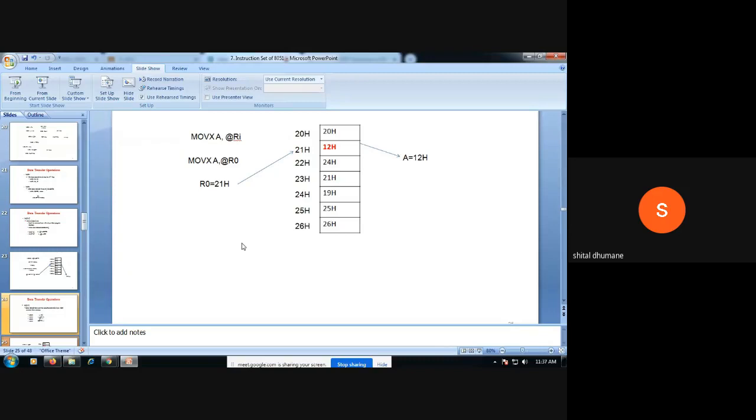This instruction MOVX, see, this is the R0 or Ri. That means this should be 8-bit external memory. Okay, so your external memory should be 8-bit. If you have 16-bit, then we will use the DPTR, that is the next instruction. So here you have MOVX A comma @Ri. The 8-bit memory location will be stored in the R0 register, and the contents at that memory location will move into the accumulator.